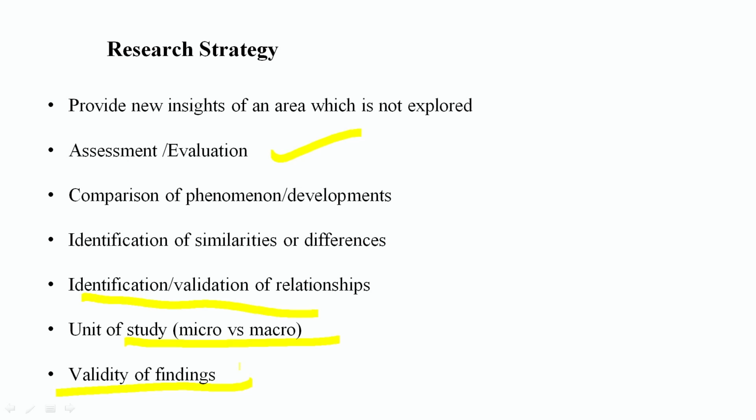Identification of similarities or differences, we call pattern identification. Validation of relationships, normally it happens with statistical analysis and model testing. And next, the unit of study that you are working on, micro level or macro level. And the last, the validity of your findings.